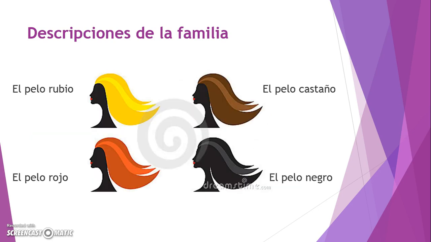Además, we have hair color. So if you have blonde hair, you have el pelo rubio, which literally translates as the hair blonde. If you have red hair, you have el pelo rojo, which literally translates the hair red. And then so on, el pelo castaño and el pelo negro.